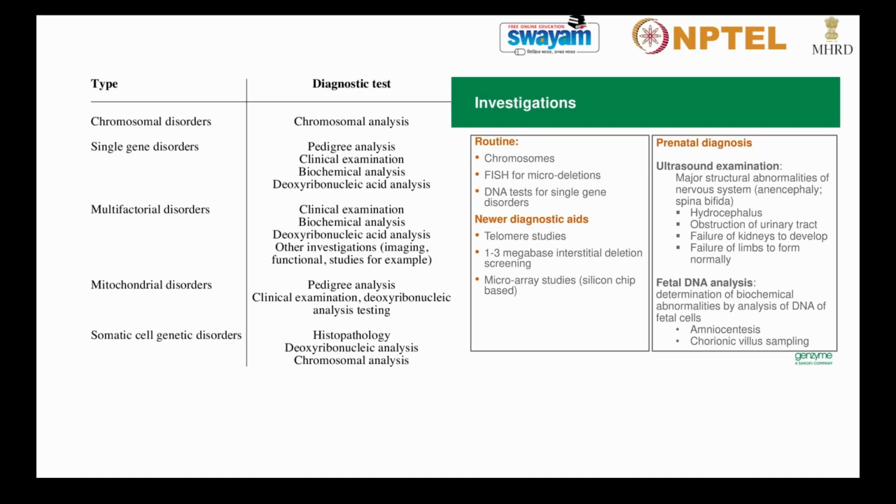Then comes somatic cell genetic disorders. When the disorders are occurring in the somatic cells, you can perform histopathology, deoxyribonucleic acid analysis, and chromosomal analysis. These are a few of the diagnostic tests you can perform, because till now we have studied pedigree analysis, and we have also looked into DNA fingerprinting, RNA cloning, DNA cloning, and hybridisation techniques. Other than that, these are a few of the diagnostic tests generally performed depending on what type of disorder is present.